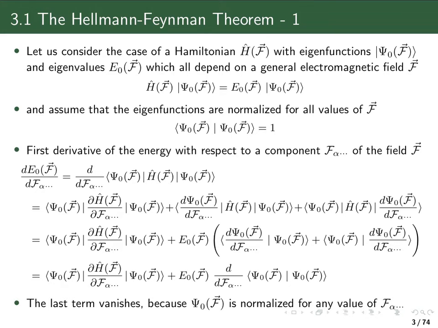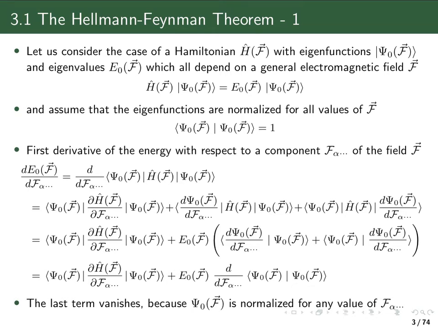We want to look now at a Hamiltonian which depends on some external field, like the Hamiltonian we have derived in the previous chapters. Let's assume that we know the eigenfunctions of this Hamiltonian, which of course will then also depend on the field, and the corresponding eigenvalues, which means we know the solution of this Schrödinger equation in the presence of fields. And we also assume that the eigenfunctions are properly normalized to 1 for all values of that field.